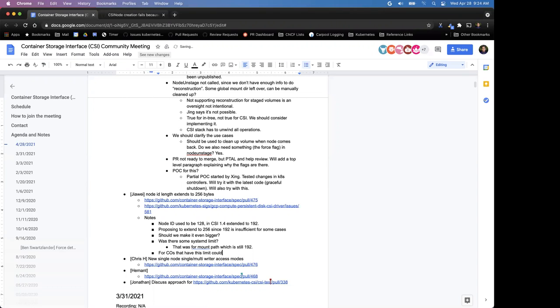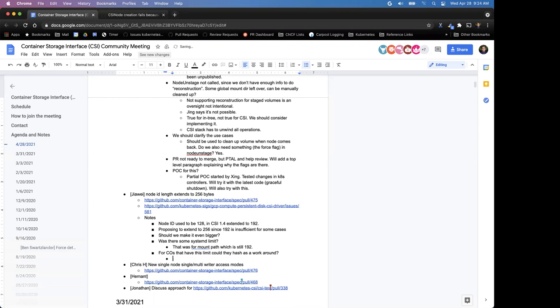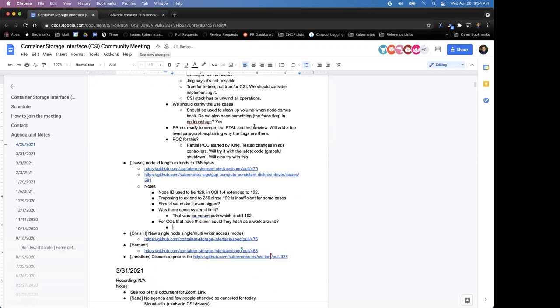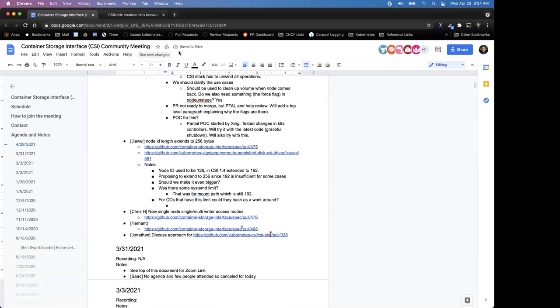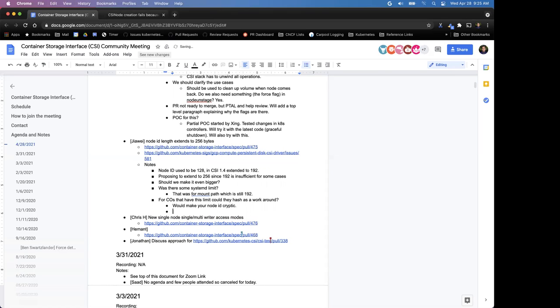To something that's like 256 bytes or characters. I think that would make just usability really difficult because then your node ID is just cryptic. I mean, yeah, I understand that. I was just thinking from, I guess, the time that a call is made to a CSI driver, but yeah, that makes sense.